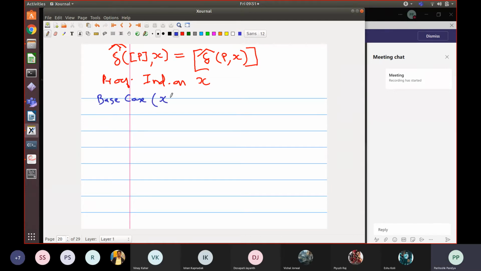Base case is when x is equal to epsilon. Okay, and so delta prime hat of the equivalence class of a state P on epsilon is equal to what? The equivalence class of P, right? Because this is delta prime. Sorry, I keep forgetting that. It is the class of P, because epsilon leaves you in the same state.